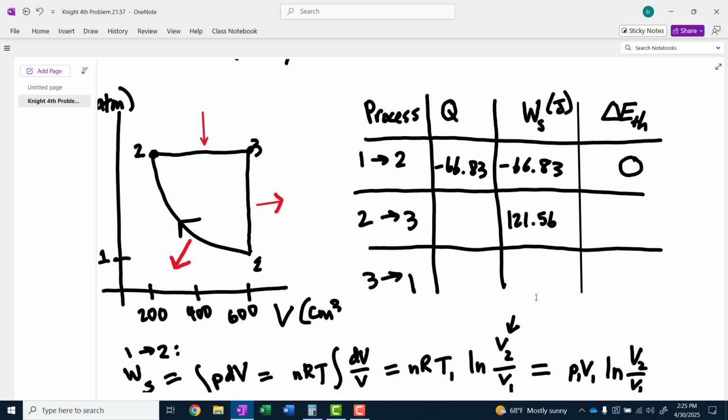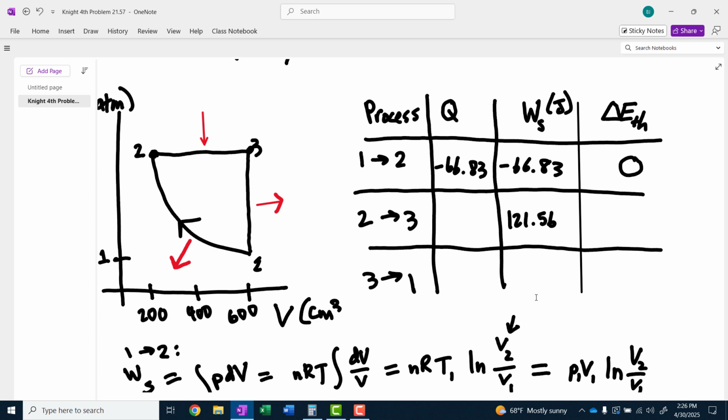121.56. Can we easily determine any of these other quantities? Well, the temperature is changing, so there's going to be a non-zero change in thermal energy. Off the top of my head, nothing occurs to me for calculating that easily, but for Q, this is one of those special processes. If it's constant pressure or constant volume, you can use nCΔT.